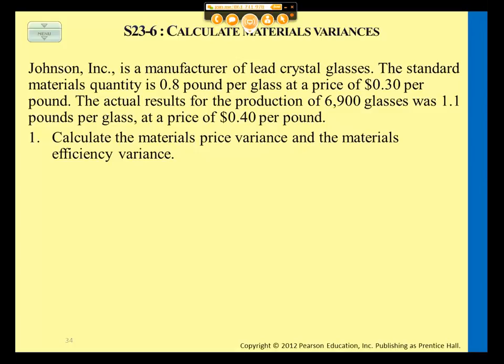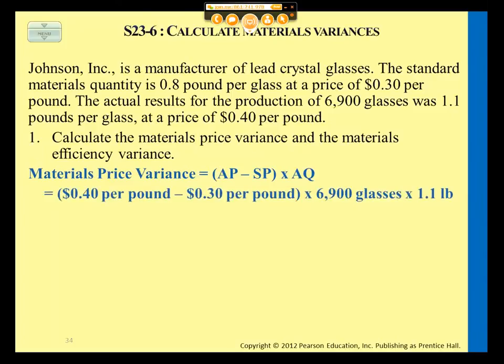So how do we calculate the materials price variance? You know what, we'll do the direct labor by yourself. Let me show you this one. The materials price variance is the difference of the actual price and standard price multiplied by the actual quantity. Therefore, the way we're going to calculate it is 40 cents per pound minus 30 cents per pound. All of it is given to you. We multiply by the 6,900 glasses and 1.1 pounds.